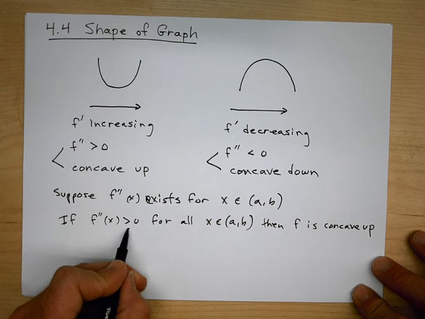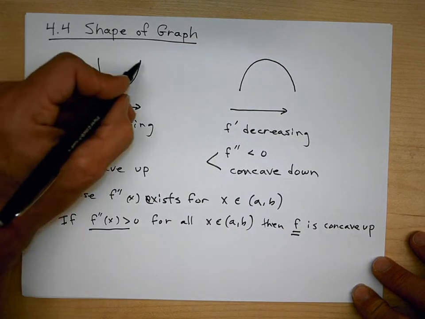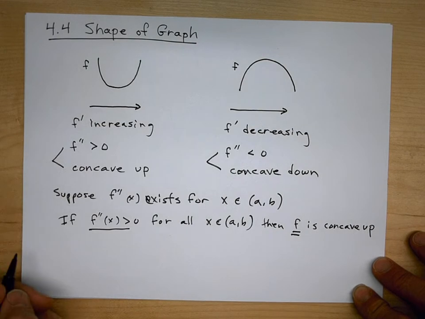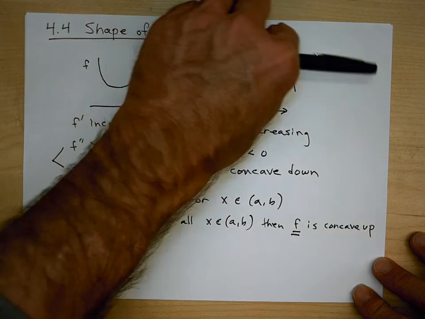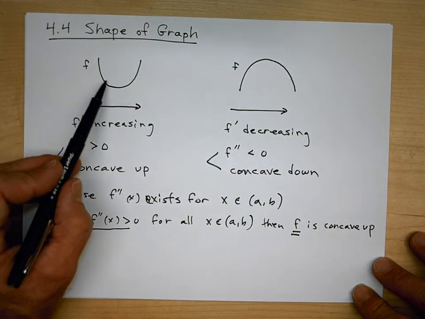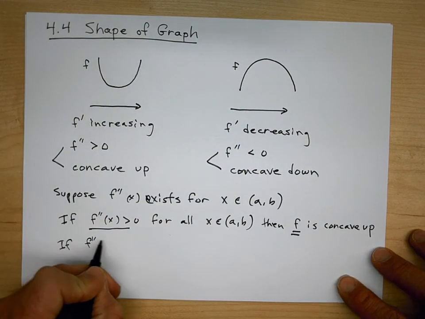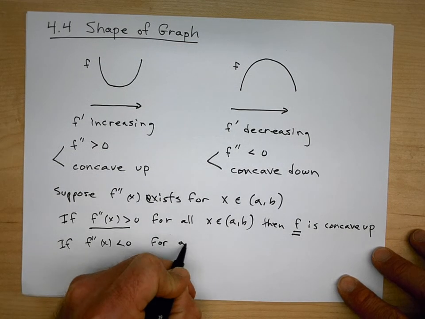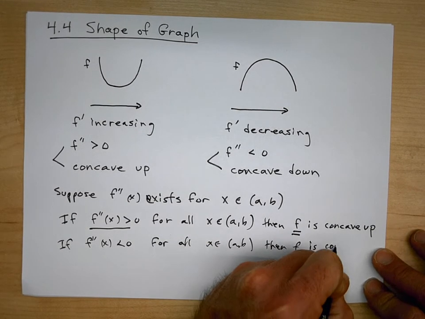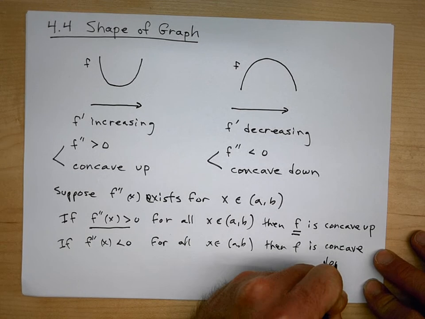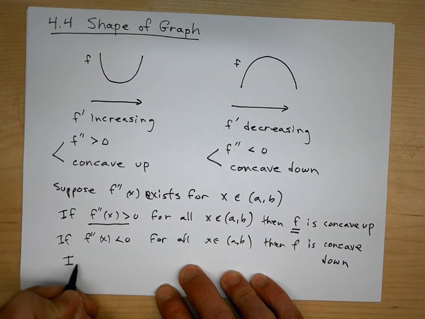Notice that we're using the second derivative to say something about the function. When I'm graphing this, this shape is the shape of f. The f prime values are the slopes of our tangent lines. In this case they're increasing, in this case they're decreasing, and f double prime just tells us that the shape of f is concave up here and concave down here. Likewise, if the second derivative is negative for all x in (a, b), then f is concave down.